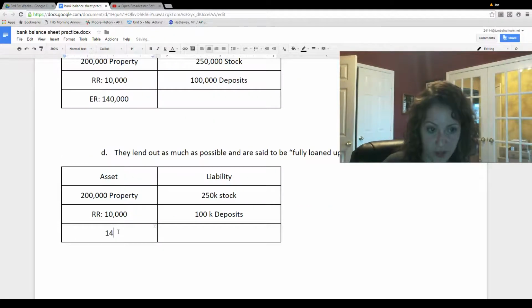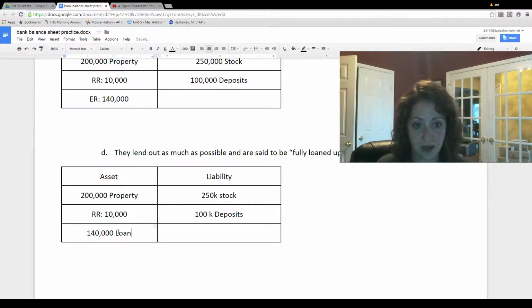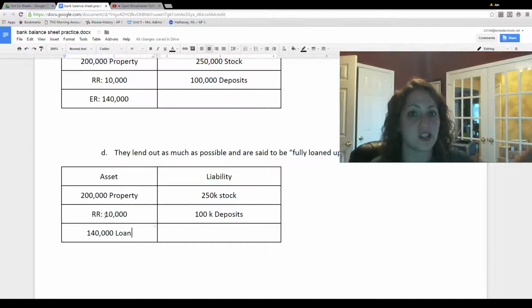So that $140,000 is now changed to a loan. And notice how I'm keeping it on the asset side and not switching to liabilities, because that bank can call those people back and be like, hey, remember how I loaned you $140,000? Yeah, you need to pay us back. So that's why it's an asset, because they can quickly turn those loans to customers into assets for themselves. That's money that someone owes them, not them owing someone else.